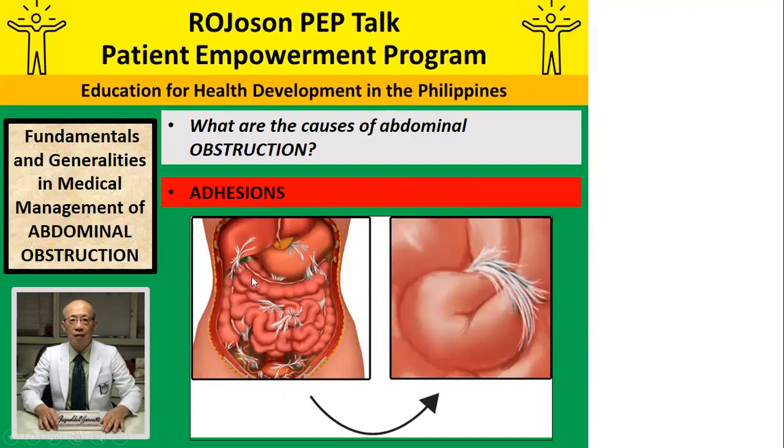Adhesions. Usually after an operation, there may occur some adhesions, meaning the intestines stick together. So this is an illustration of the adhesions in the abdomen. Once you have adhesions, you can have such a situation, obstruction of a loop of intestine.